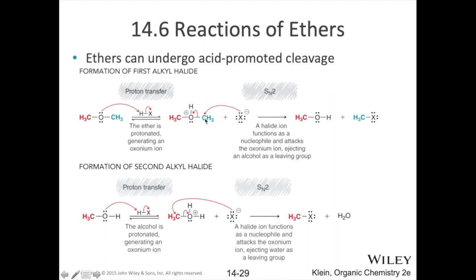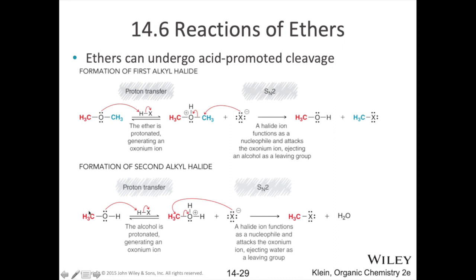Instead of leaving as an alkoxide, it's going to leave as a neutral alcohol. But one of your alkyl groups, as I mentioned, is a great electrophile, so it's a prone site for a nucleophilic attack. So we see that the halide from our acid is the nucleophile that attacks that alpha carbon and kicks off your leaving group. Okay, it kicks it off as an alcohol. And so here's our first equivalent of our alkyl halide.